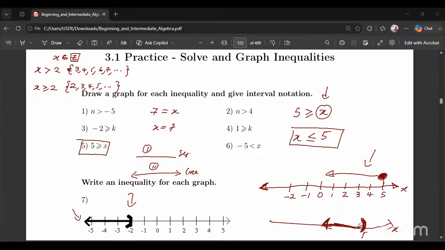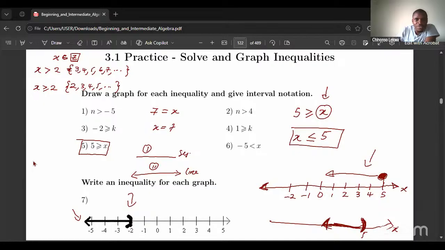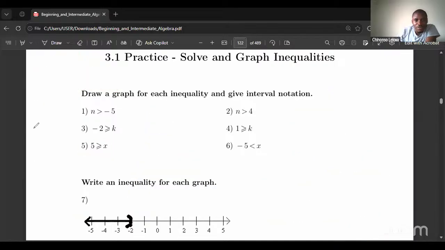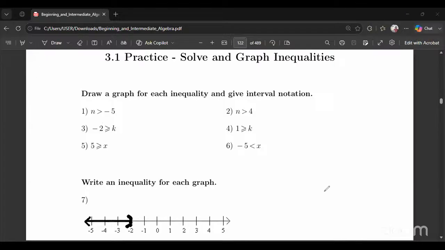Okay, thank you, Mr. Chino. So over to you. Yeah, thank you so much. So the next thing is, I think we'll also give the interval notation, which is going to be, yeah.